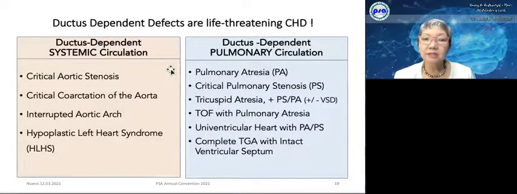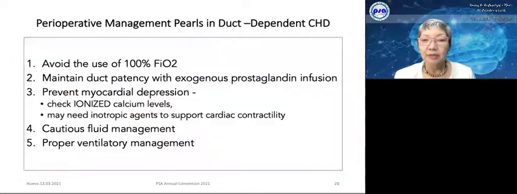So these slides give us two groups: ductus-dependent pulmonary circulation patients and ductus-dependent systemic circulation congenital heart defects. And what is important to bear in mind is that when we are managing duct-dependent lesions, we need to avoid 100% FiO2 because it will close the ductus arteriosus. We can keep the ductus arteriosus patent by giving prostaglandin infusion.